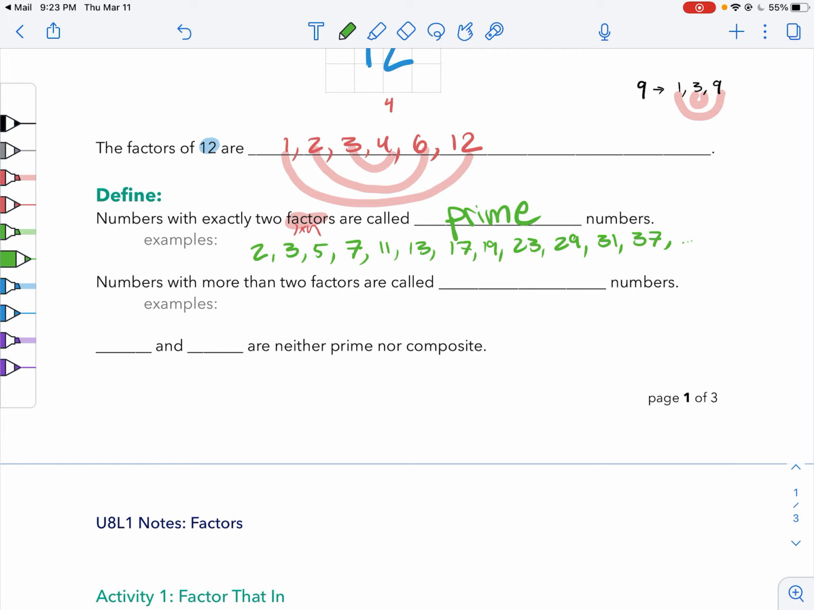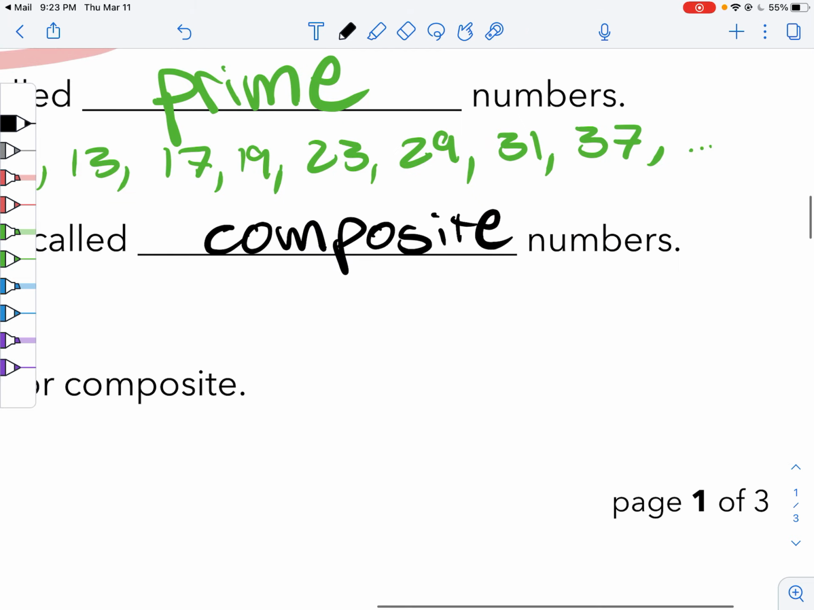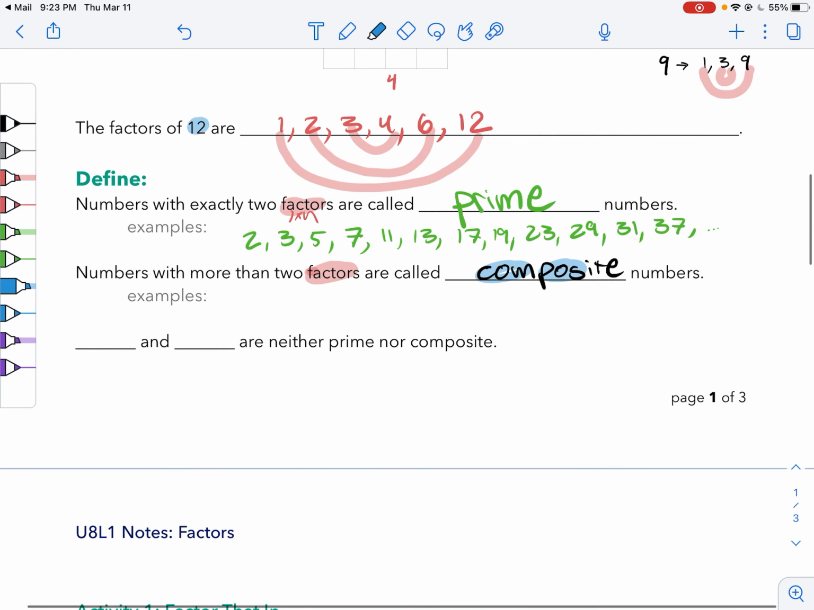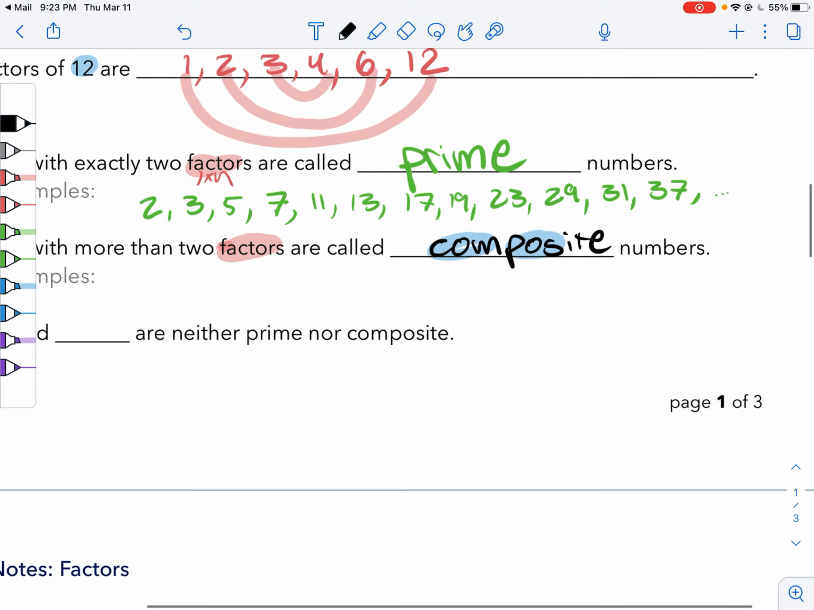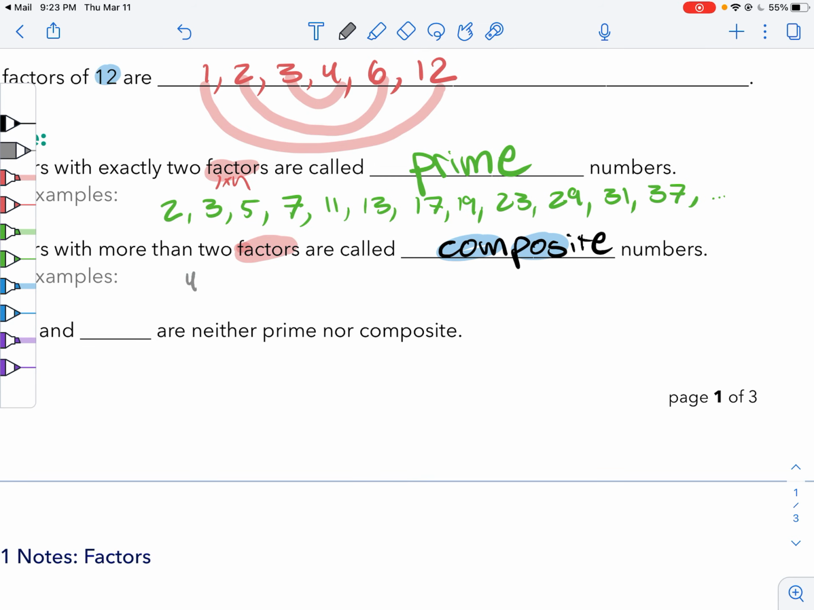And then not prime numbers, that is numbers with more than 2 factors. We call them composite because they're composed of multiple numbers. For my Spanish people, like compuesto, poner is to put, con means together. You put them together, composite numbers. And these are basically not prime numbers. So you've got 4, 6, 8, 9, 10, 12, 15. I skipped 14.